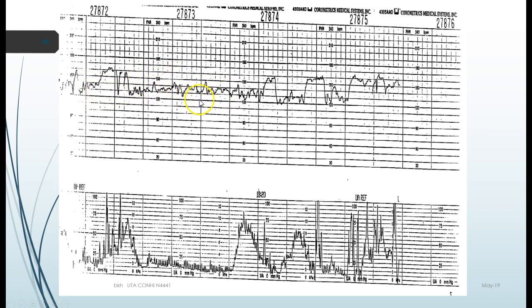We've got good variability. We've got good fuzzies on our baseline. They're not greater than about 25 beats per minute. So that's moderate variability, well oxygenated. Here's another accel going up to almost 160. Another accel going up to 160. Another accel going up. We've got contractions down here.